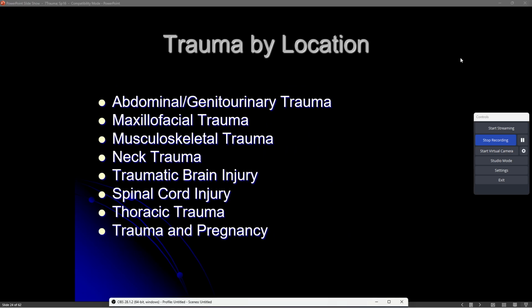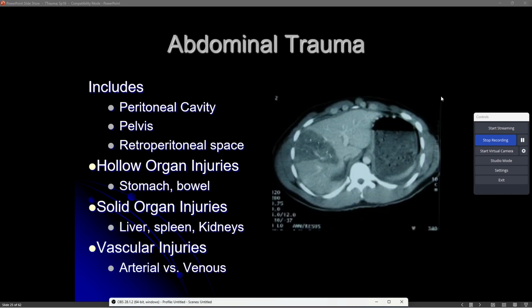Now, obviously, when we do our assessment, and especially our head to toe and our detailed or secondary assessment, we're going to look at everything. Okay, I'm looking at my abdomen, my chest. I'm looking at the face, the neck, the head, the spine, everything. We're looking to see what organs are affected by the injury. When I look at the abdominal, I'm looking at the peritoneal cavity, the pelvis, and retroperitoneal space where the kidneys lie. I'm looking especially for hollow organs, stomach, bowel, bladder, etc. And I'm also looking at solid organs such as liver, spleen is a common one that likes to rupture, and kidneys.